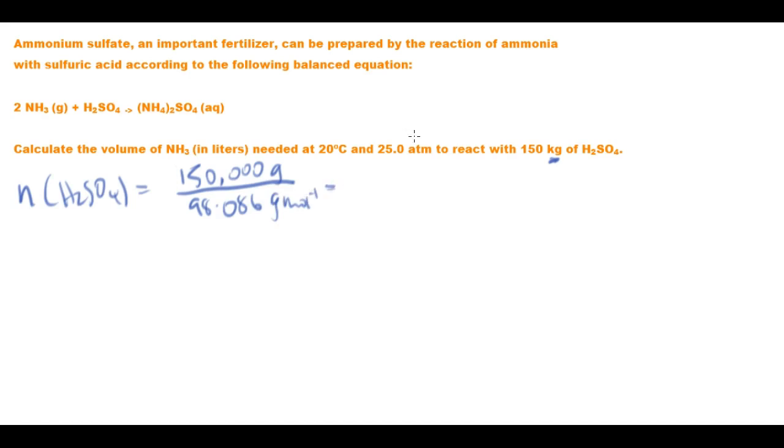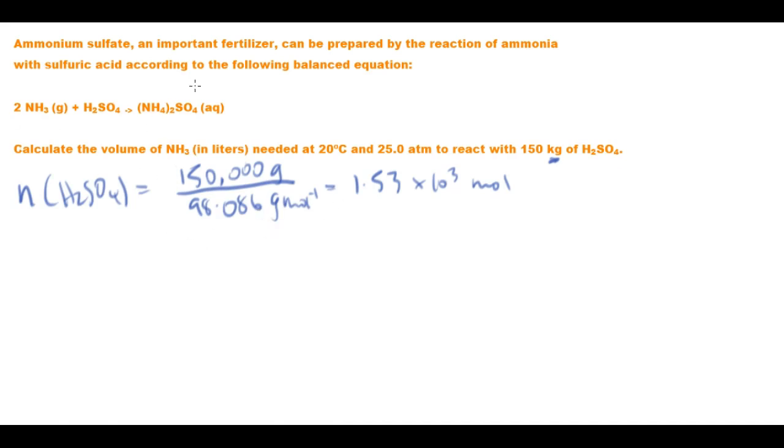So in this reaction, we actually have about 1.53 by 10 to the 3 moles. So that's about 1,530 moles of our sulfuric acid.